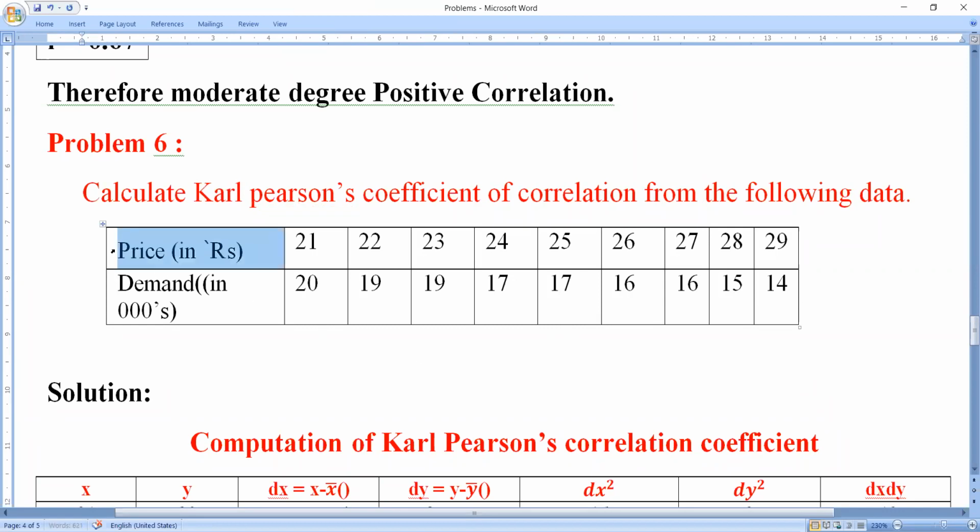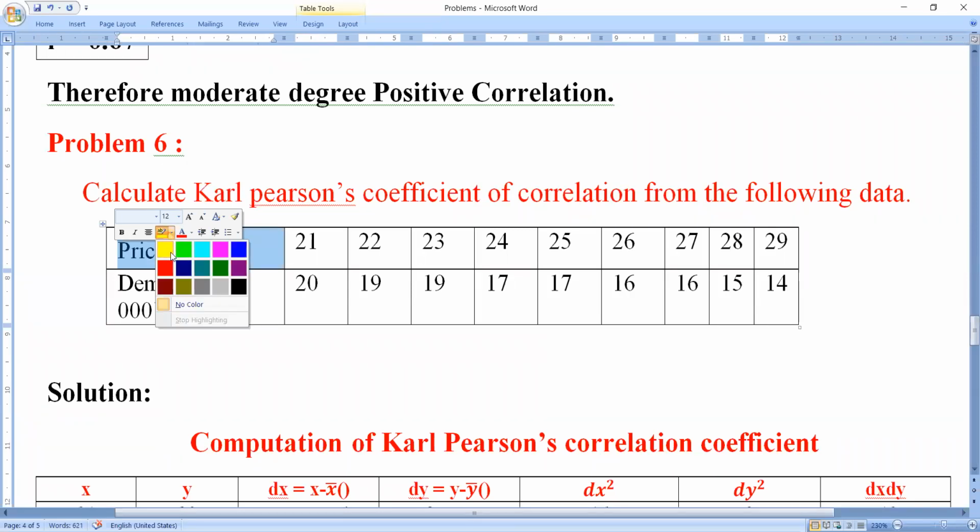The first one is price, and the second one is demand. Price is given in rupees and demand is given in thousands. See, 20 means 20,000, 19 means 19,000, 17 means 17,000. Here they have given two data series, that is the price and demand.